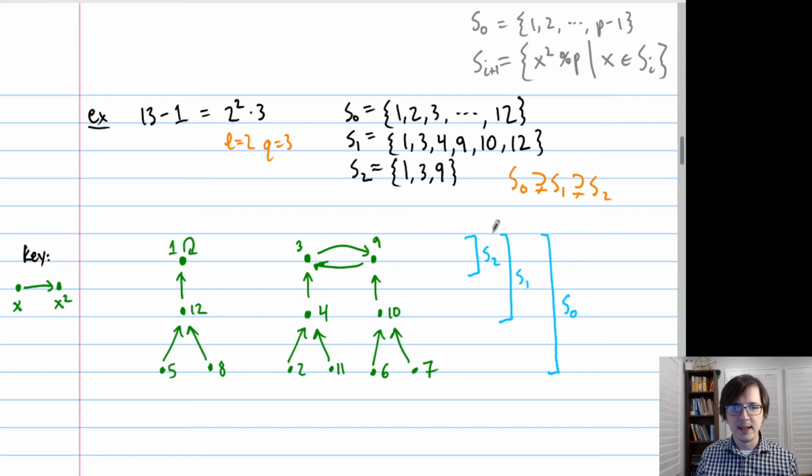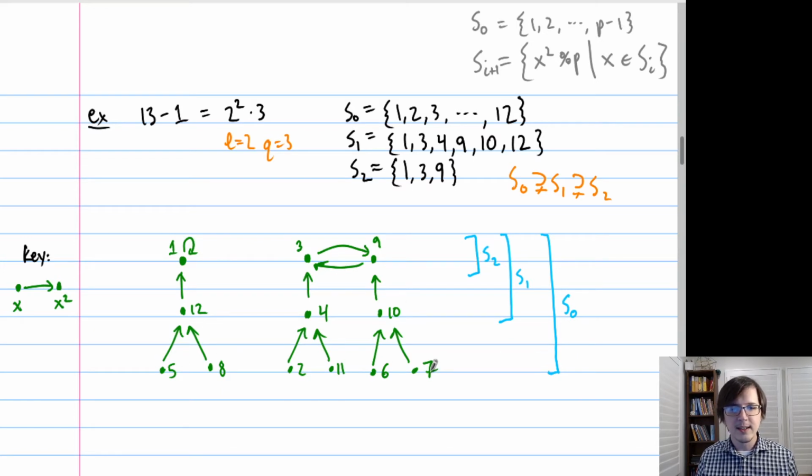That's these sets that we're making. So again, I took all the numbers, squared them all, and put each number at the level that's associated with the number. So 5, 8, 2, 11, 6, and 7, those are in S0 but not in S1. 12, 4, and 10 are in S1 but not in S2. And then 1, 3, and 9 are the elements of S2.